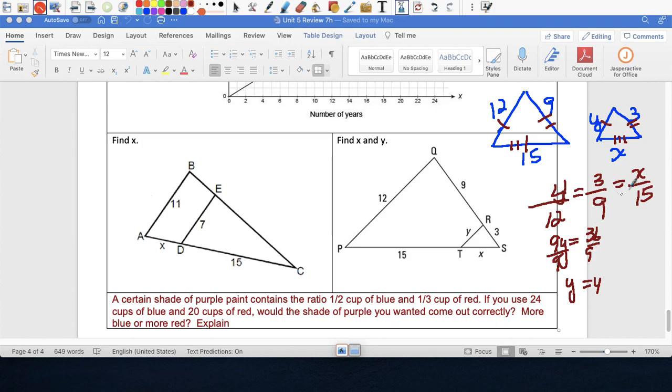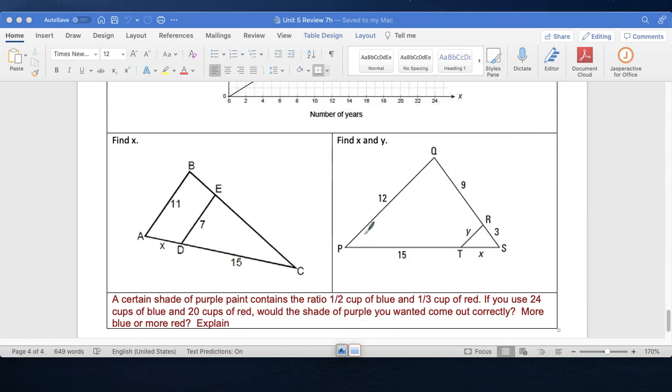But since we're doing proportions, let's cross multiply. 3 times 15 is 45. 9 times x is 9x. Divide by 9, divide by 9. x equals 5, which we already knew. So there's the two values that I needed. Okay. Is that it? No. One more. Last question.